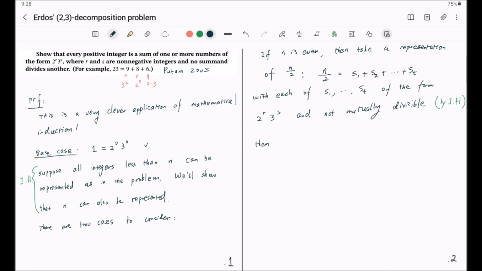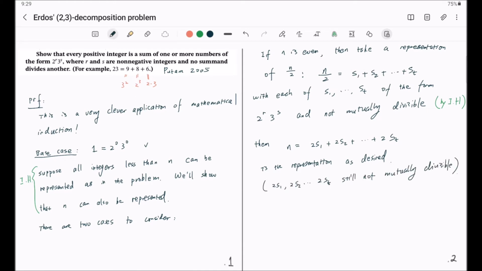Then n will be equal to, now we multiply both sides by 2, 2s1 plus 2s2 plus, last guy is 2st. This is the representation as desired. So here, it should be very clear to you that 2s1, 2s2, all the way to 2st are still not mutually divisible. So we have solved this in the case when n is even, which is the easier case.